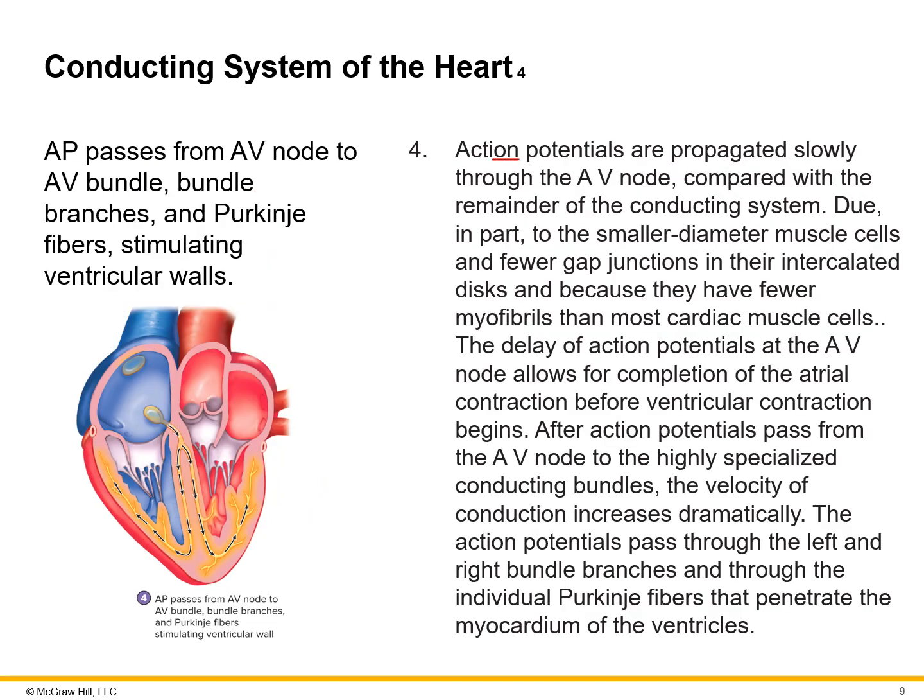Then the action potential goes more slowly through that AV node. And remember, that's to allow the atria to contract first. So they first come into that SA node. Then they move quickly through the atria, but slower through the ventricles, due in part to the smaller diameter of the muscle cells, and also fewer gap junctions in the intercalated disc. So that's going to help slow down the spread of that action potential. Again, that delay at the AV node allows for completion, so the atria contract before the ventricles contract.